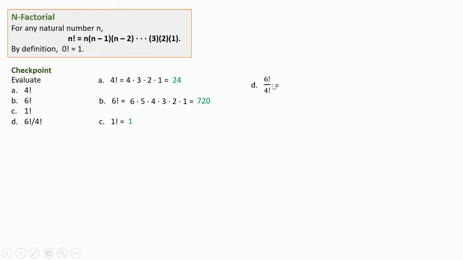For D, 6 factorial divided by 4 factorial. So 6 factorial will be the same thing as 6 times 5 times 4 times 3 times 2 times 1, and 4 factorial is the same thing as 4 times 3 times 2 times 1. So 1 divided by 1, these are the same thing as 1. So these actually cancel, or all this is equal to 1. So 6 times 5 is 30.